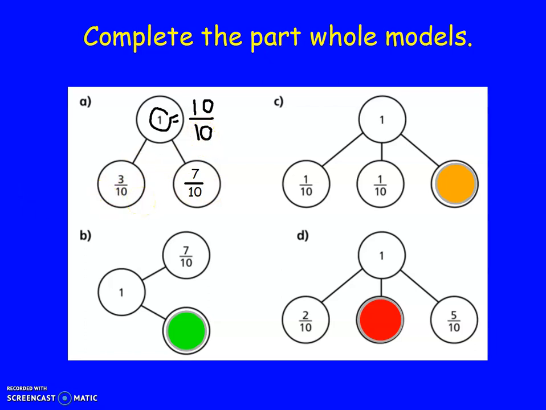Okay? Have a go in your books to see if you can complete the rest of the part whole models. They get harder as they go along, so just be careful. So if you want to write B, C and D in your book, you don't need to draw the part whole model. You can just write the fraction that you would need to complete the whole. So pause the video and have a go.